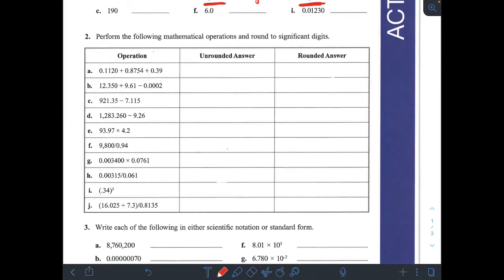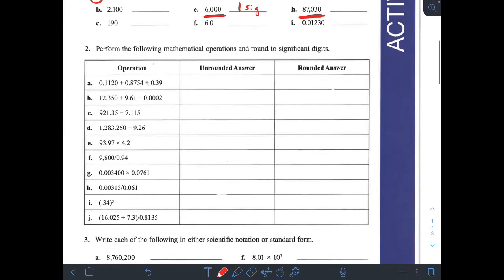So section 2 here, we want to perform the mathematical operation and then round to the significant digits that it should be. Okay, so it has 2 columns here, the unrounded answer and the rounded answer. So for this letter A here, this first problem, when I put this calculation into my calculator, it's going to spit out a number of 1.3774.